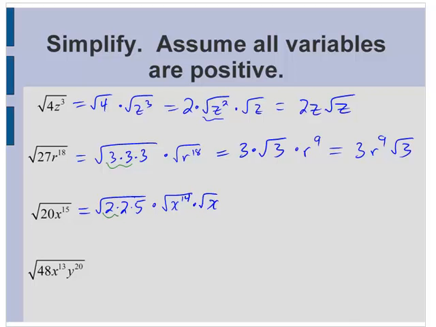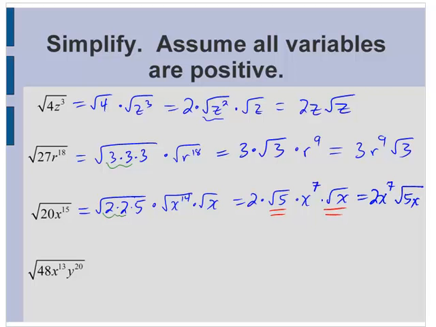All right, I can pull out a factor of 2. So let's see, I'd have 2 times the square root of 5. The square root of x to the 14th is x to the 7th. And then the square root of x I'll leave alone. And now I'll put these pieces back together. The square root of 5 and the square root of x is a single radical. And so I would write 2x to the 7th times the square root of 5x.